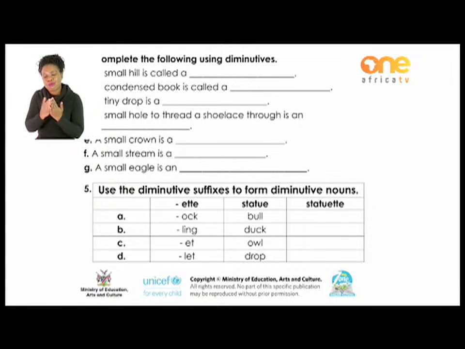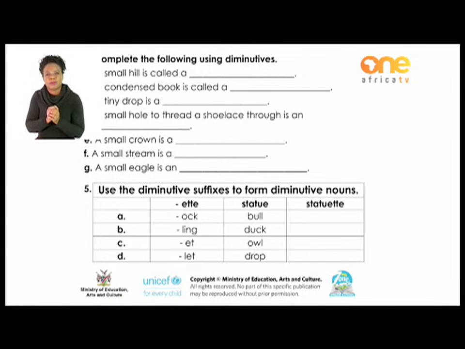Let's quickly move on to activity 5, which says, use the diminutive suffixes to form diminutive nouns. The diminutive suffix E-T-T-E, and then it gives us, from the noun statue, we have statuette. So we can do the rest on our own.